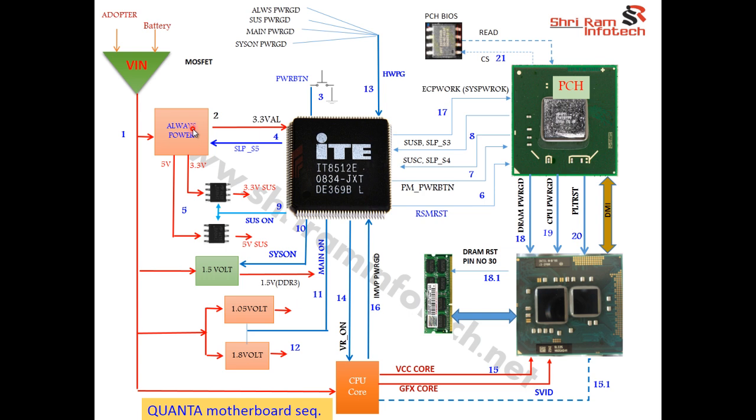Once the always voltage generates this 3.3 and 5 volt, this 3.3 volt goes to the PCH, and this voltage will halt here. The next thing is, once the PCH gets the power, SIO generates the next signal, that is called the RSM RST. It's called the resume and reset.